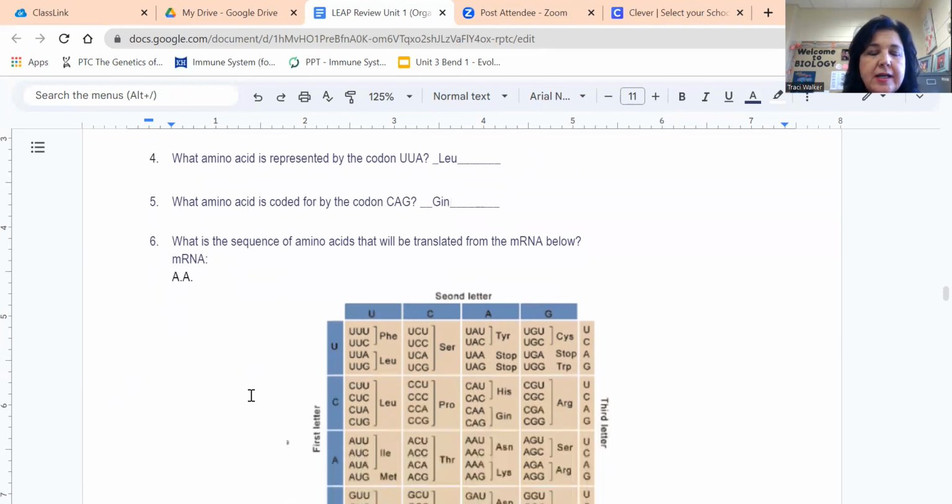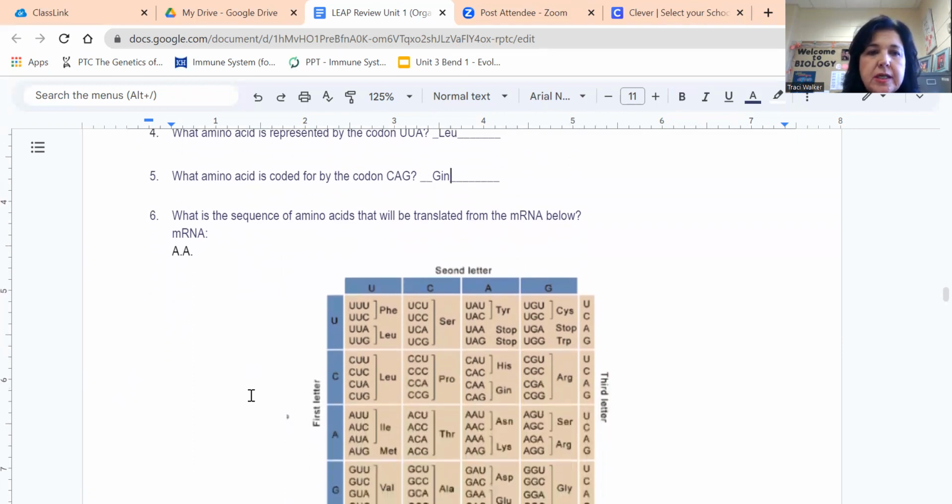So now I am going to give you a messenger RNA sequence, and then from there, I want you to practice getting the amino acids. Okay, so we'll have C C U G U.